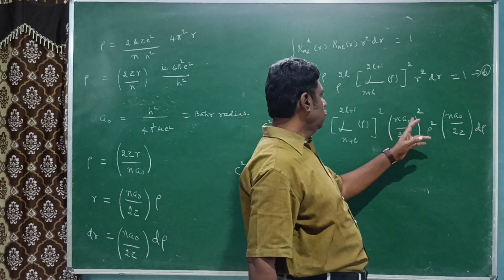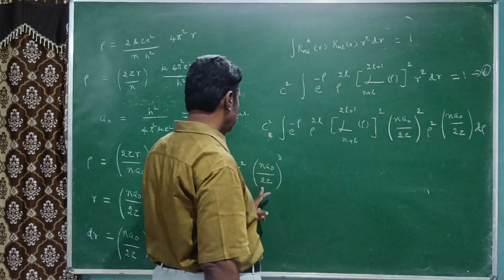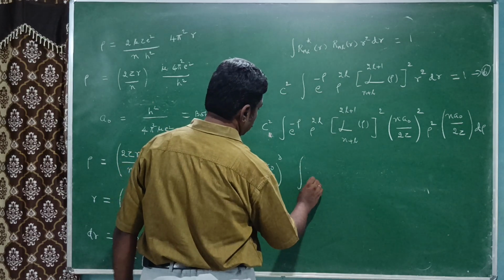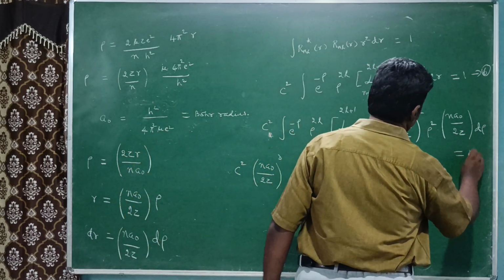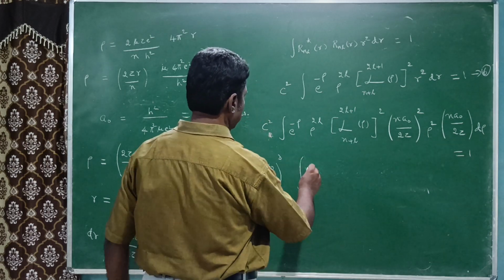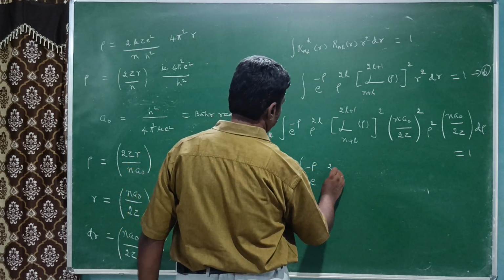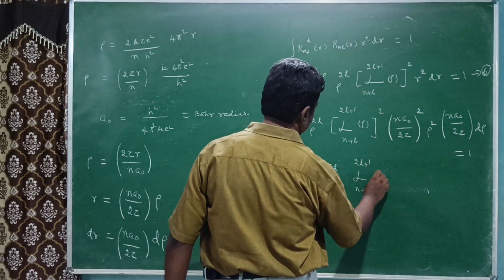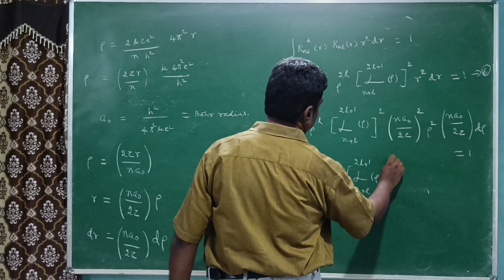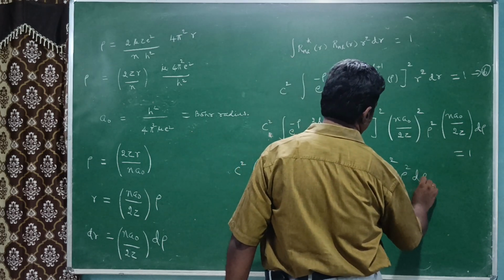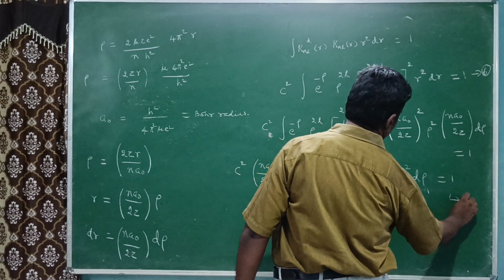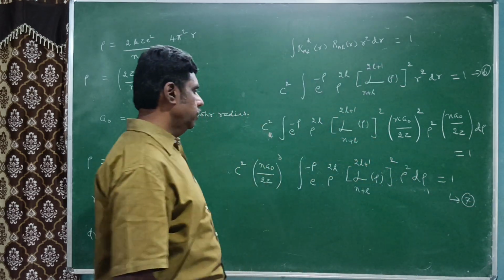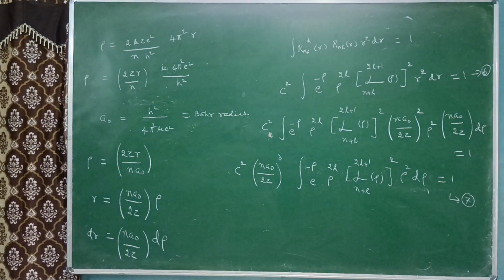See here, n a0 by 2Z whole cube, the integral, this entire thing is equal to 1 because of the normalization condition: e power minus rho, rho power 2l, Laguerre polynomial squared, rho² d-rho equal to 1. Say this is equation number 7. We have just substituted the values of r² and dr.